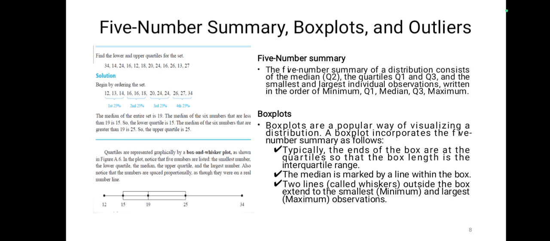So next we have another one, box plots. It's a popular way of visualizing a distribution, of seeing how your data is spread. For example, here I have the data I1, I2 to I5. If you want to show the range of the data, you can go for box plots. The median here is 19. The median of the 6 numbers that are less than 19 is 15, so the lower quartile is 15. The median of the 6 numbers that are greater than 19 is 25, so the upper quartile is 25. So 15 to 25 is what you represent with this box plot, the lower and the upper.